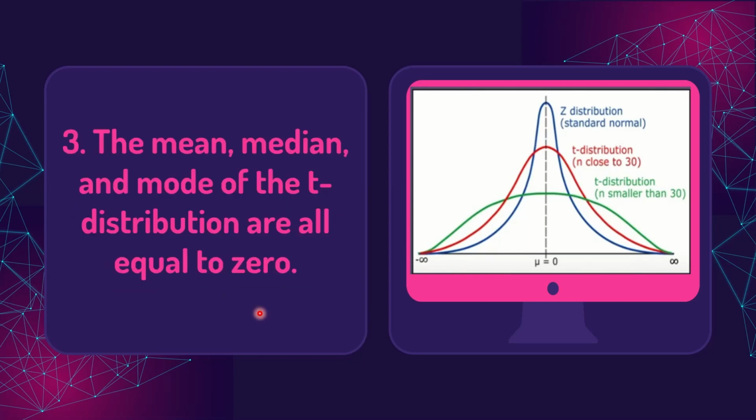Okay, number 3. The mean, median, and the mode of the T distribution are all equal to 0. So take note of that, ha?